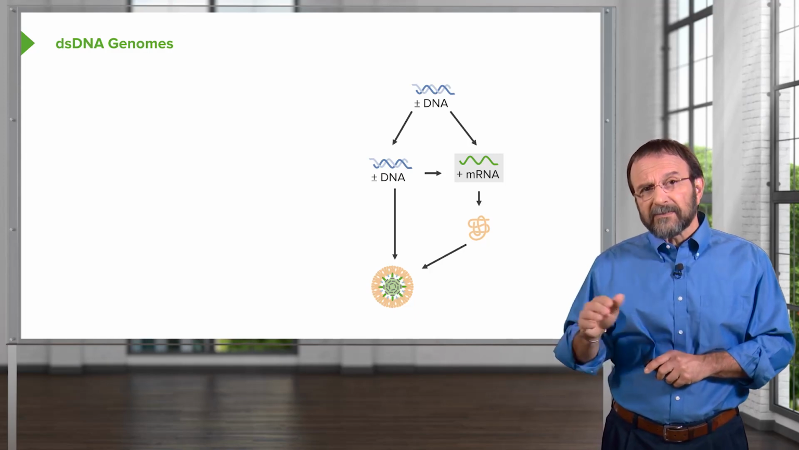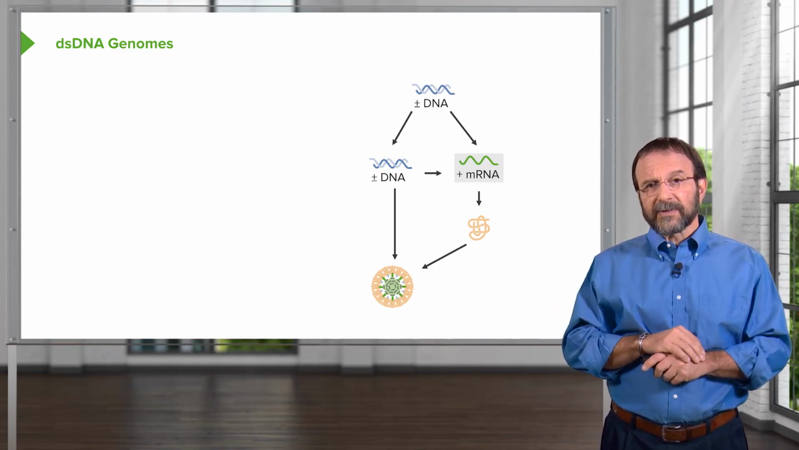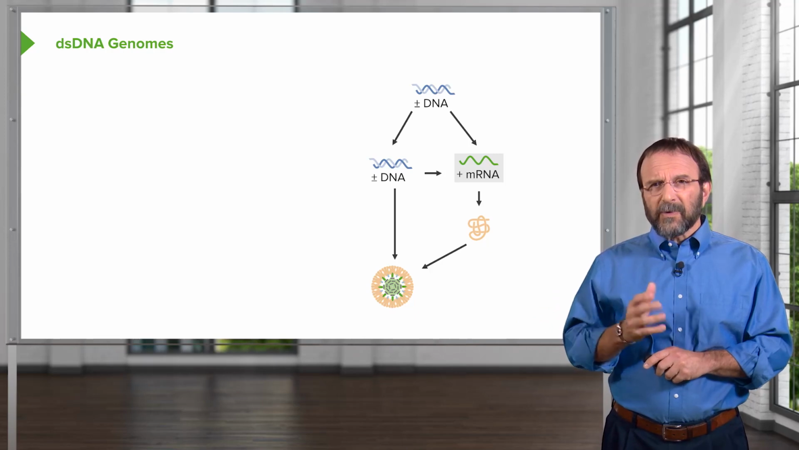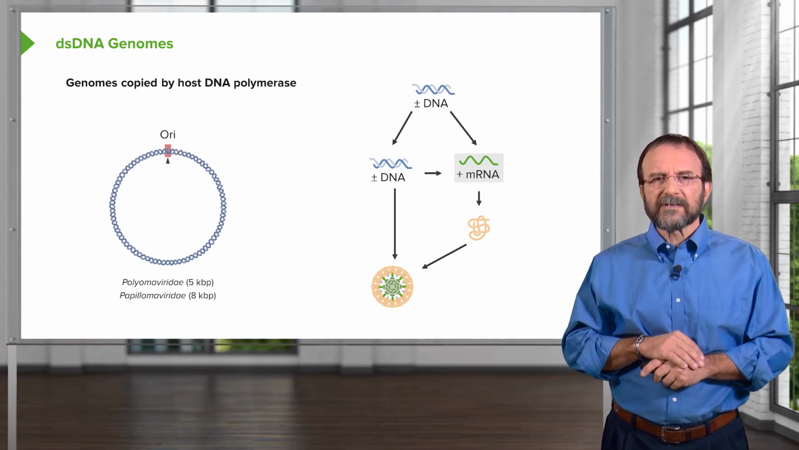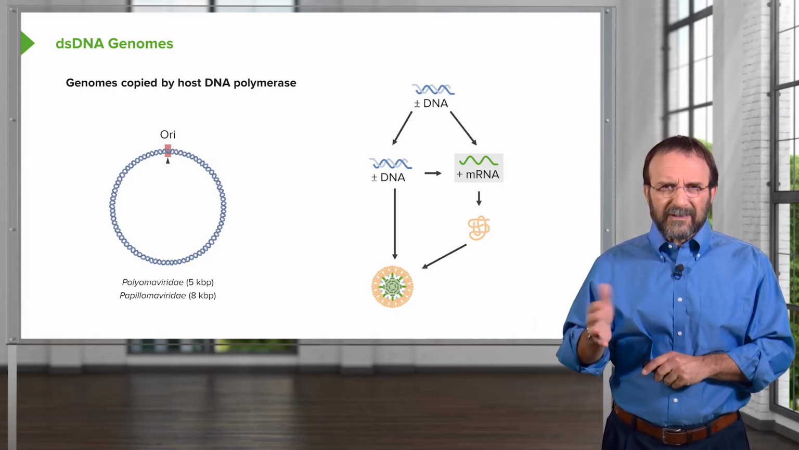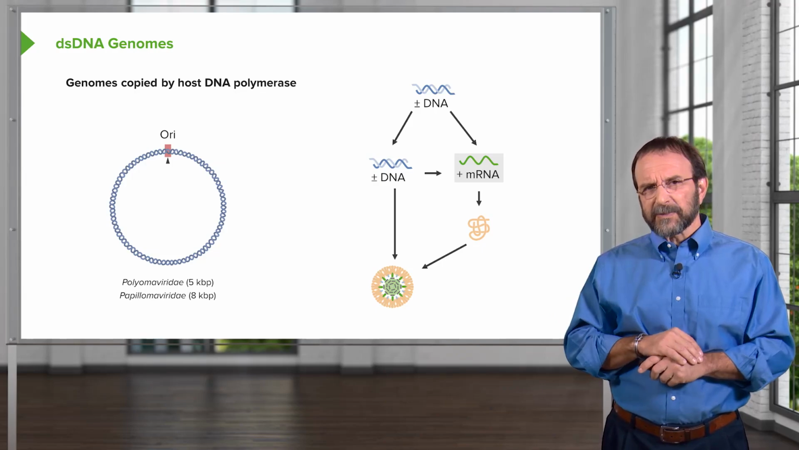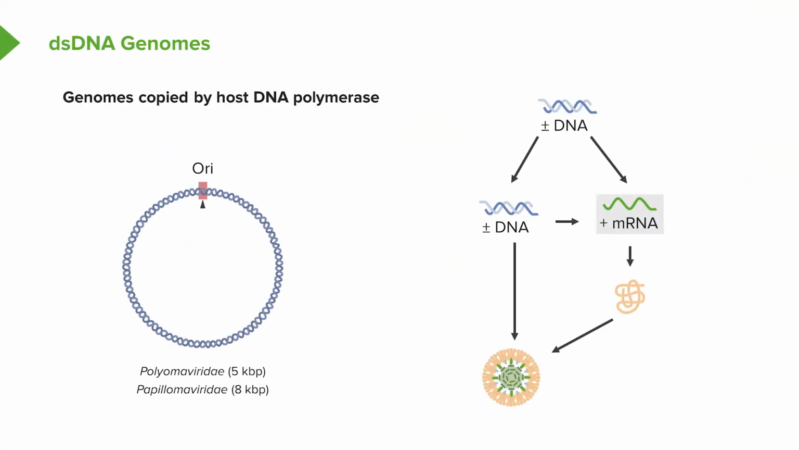Now, among the viruses that have a double-stranded DNA genome, there are ones with rather small genomes. For example, the polyomaviruses and the papillomaviruses have genomes that are 5 and 8,000 base pairs in length. This is really too small to encode a lot of proteins, and one of the important ones that's missing is the enzyme that replicates the DNA genome. It's called DNA polymerase. These viruses have to employ the DNA polymerase of the host cell. So their genomes are copied by host cell DNA polymerases.